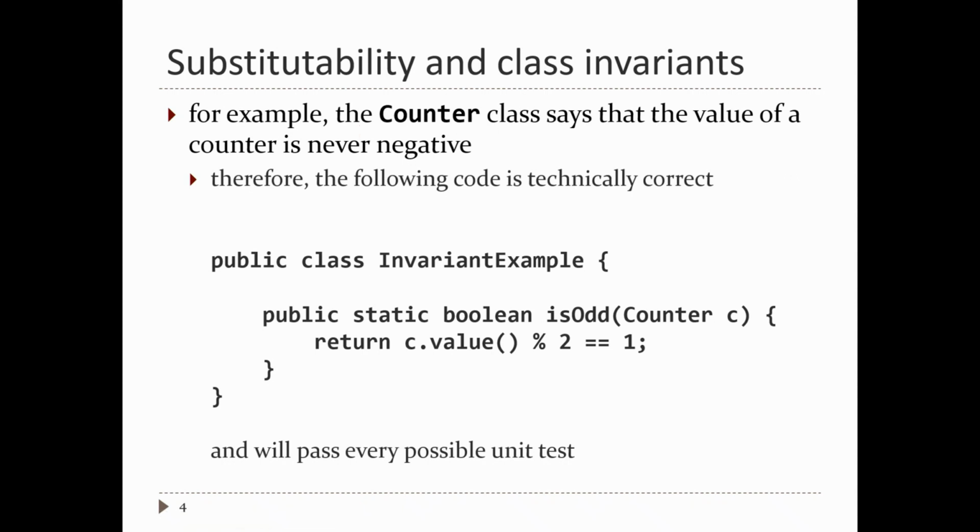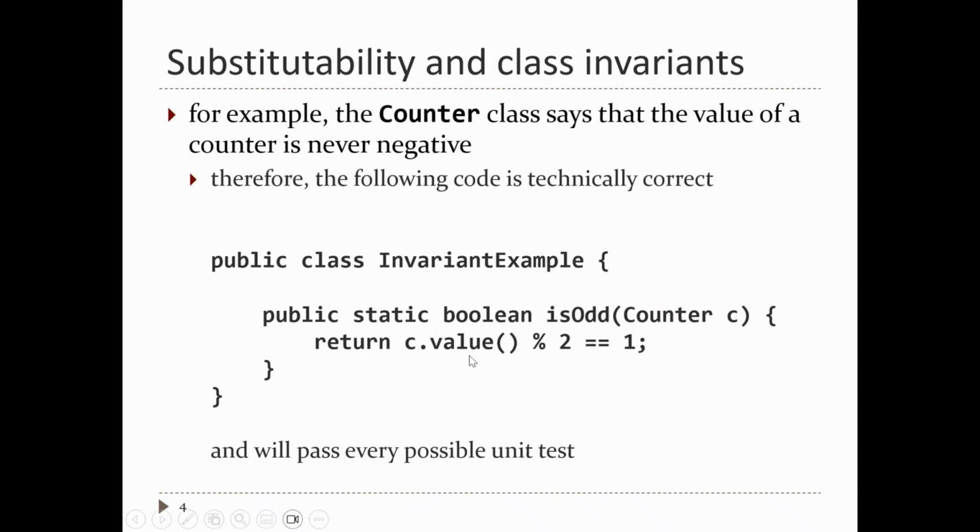Okay, so the Counter class has an invariant: the value of the counter is never negative. Looking at the Counter class documentation, you can write the following method. I'm going to write a method is_odd. It determines whether or not the value of the counter c is odd. This should work for any counter object that's passed in, regardless of the actual type of counter.